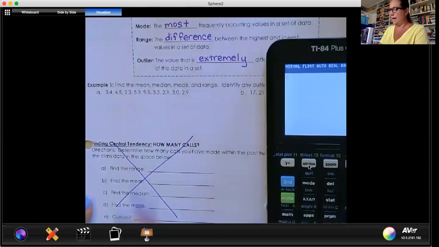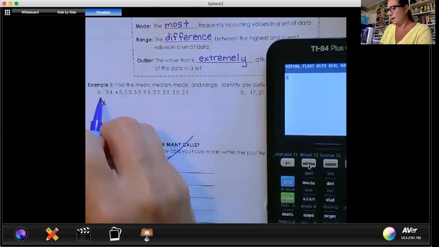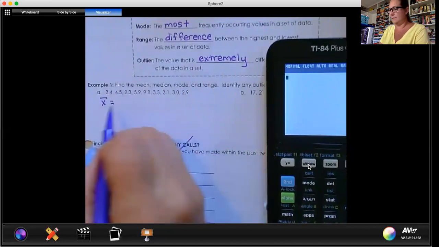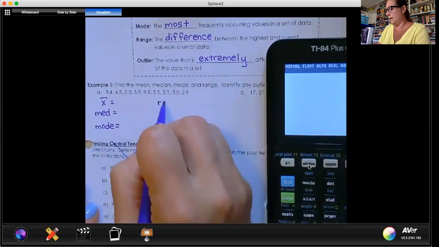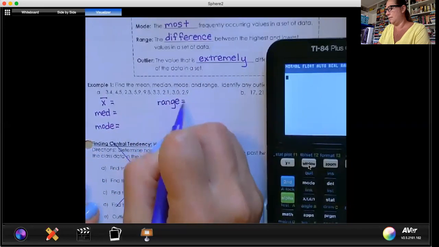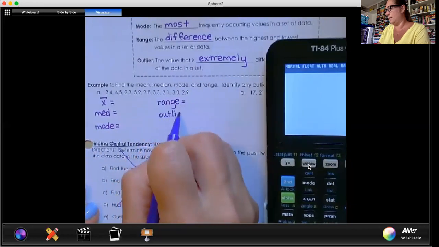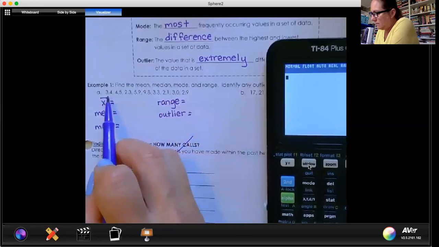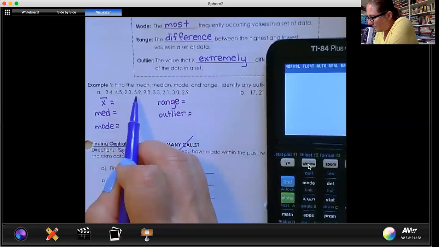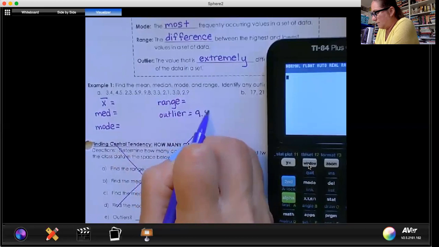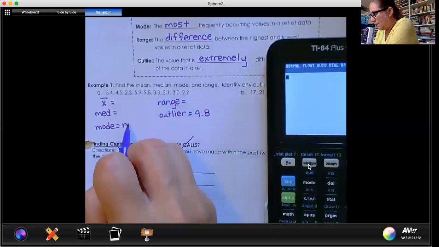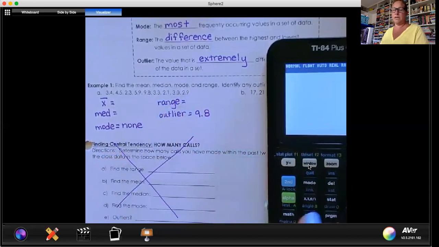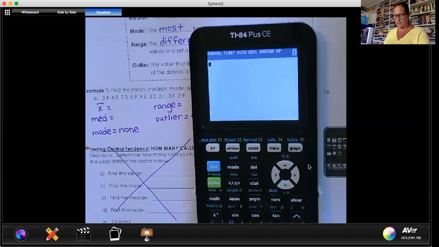So our mean, a symbol for our mean is x with a bar on top of it. And then median and mode we'll find without a calculator. Range and outlier, if we have one, we'll find without a calculator. So looking at our data, most of them are 2s, 3s, 4s, 5s, and then there's a 9.8. So that would be our outlier. And looking at our data, we don't have any repeating data, so we have no mode. The rest of them we're going to find using our calculator commands.